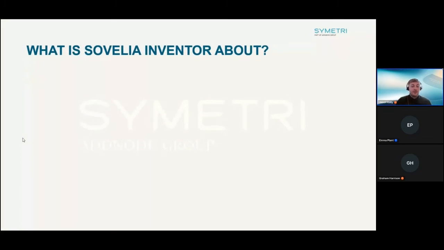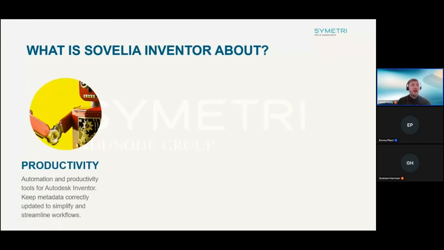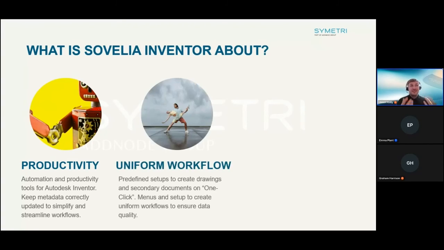So the first place to start is what Revit Inventor is about, and at its core, it is a productivity tool. We're going to look at some of the tools that help us to improve our productivity. These can be things like inputting properties or generating secondary file formats automatically, so a lot of automation commands within there. With that comes standardization and uniform workflows. We've got tools in here that will create your drawings for you, with a standard set of drawings to help improve efficiency as well.